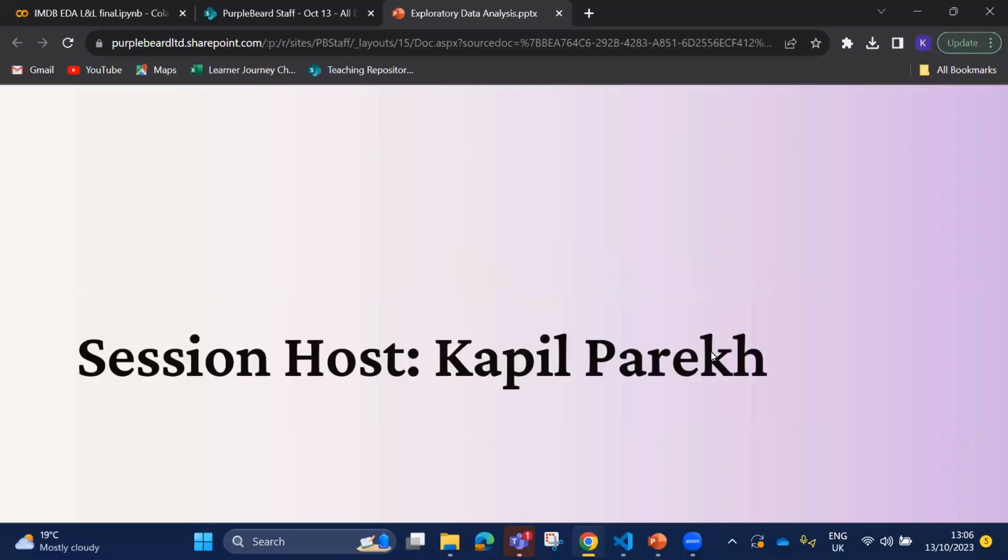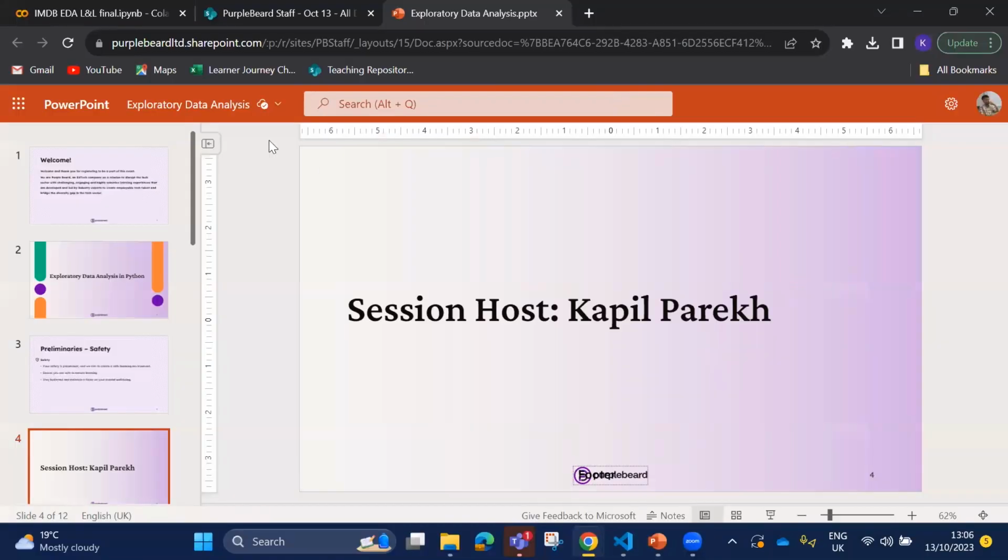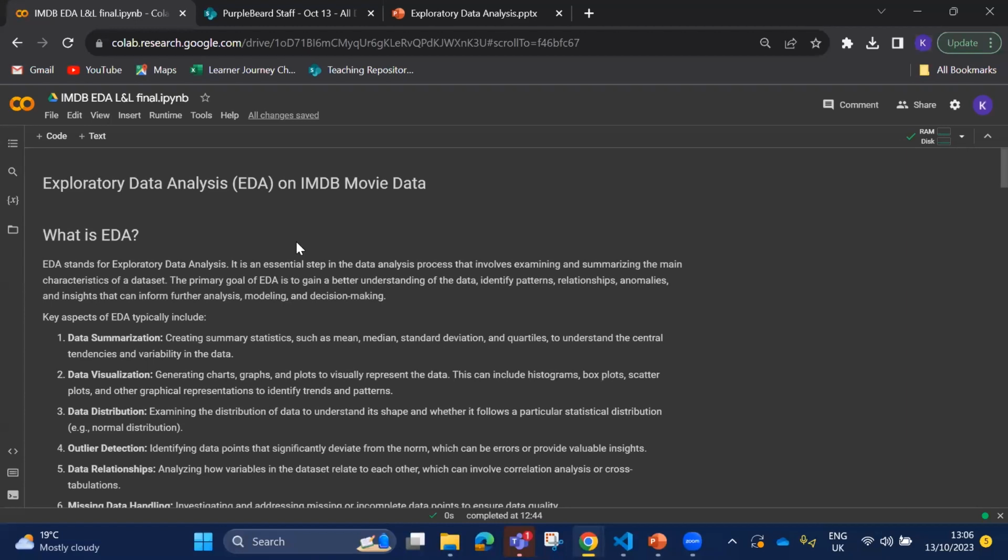So with that being said, let's jump on to our notebook, and let's explore the topic through a data set that we are going to use. This data set and the notebook will be provided to you as supplementary materials afterwards. But first of all, to reach where I am currently, you have to go to colab.research.google.com.